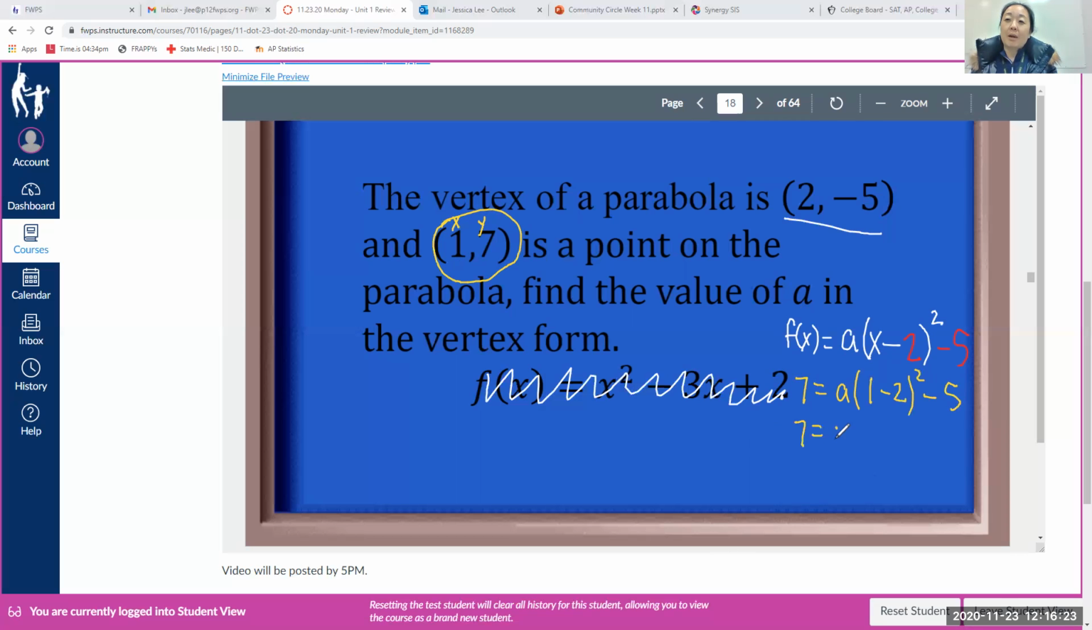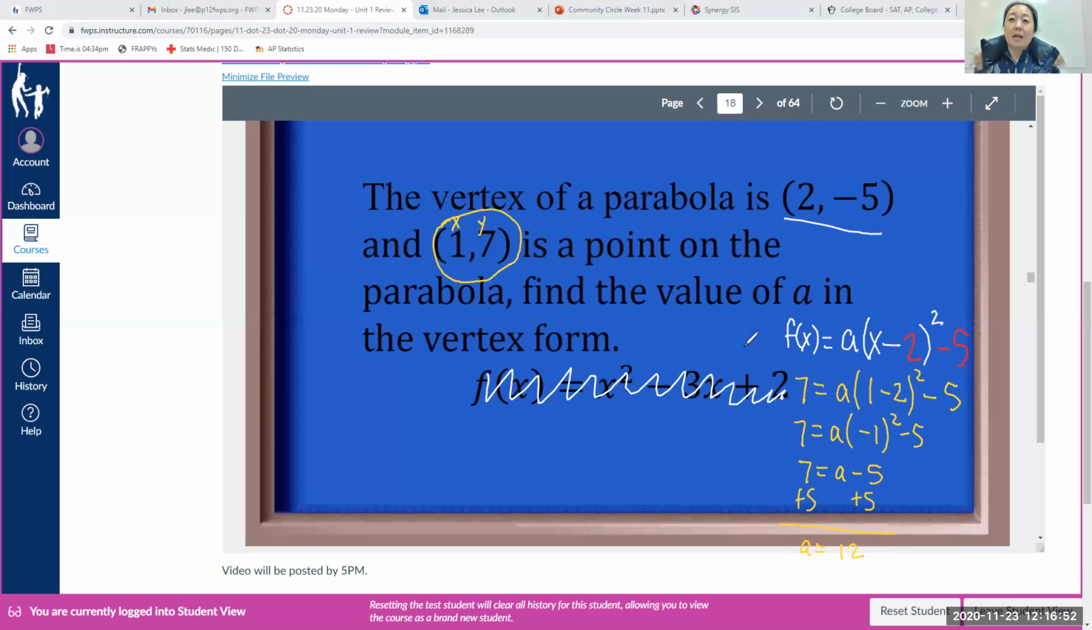So 7 is equal to a times, and simplify that, so that's negative 1 squared minus 5. And what is negative 1 squared? 1. So 7 is equal to a minus 5. You're like, where's the 1? Remember, 1 times a is a, right? And then from here, we're just going to add 5 on both sides. And we get a is equal to 12. I don't know if you can see that, but that's 12.